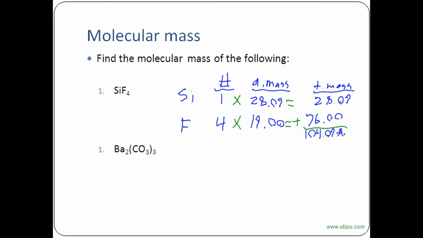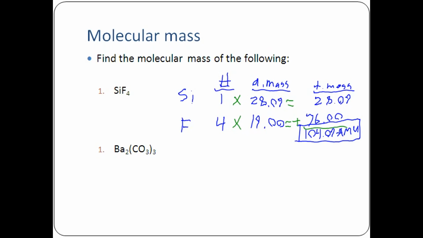And the unit is going to be AMU. For right now, we'll find there actually is another unit you can use, but this is the one we will have for right now. So 104.09 AMU is the molecular mass of SiF4, silicon fluoride.